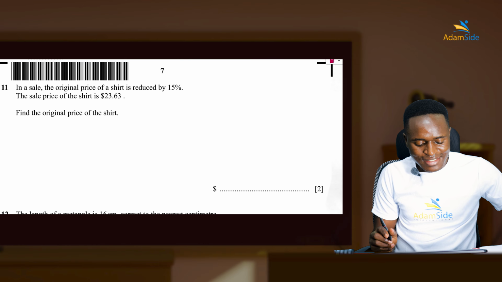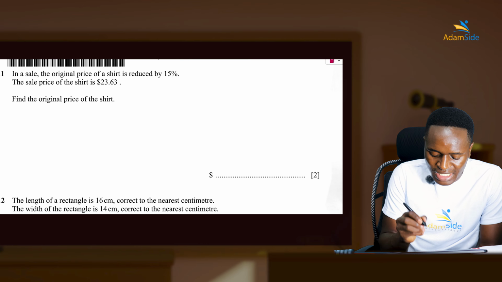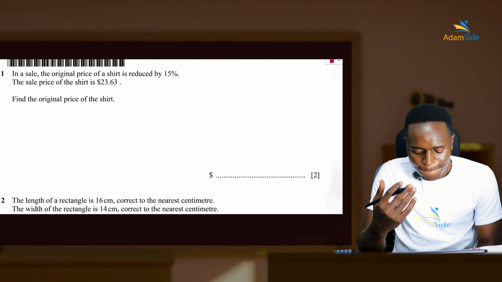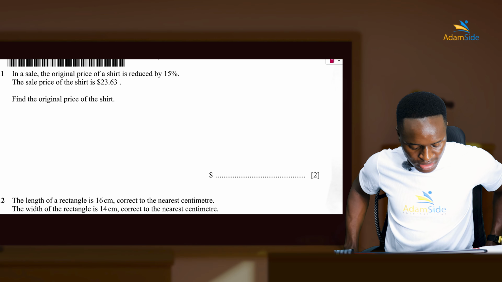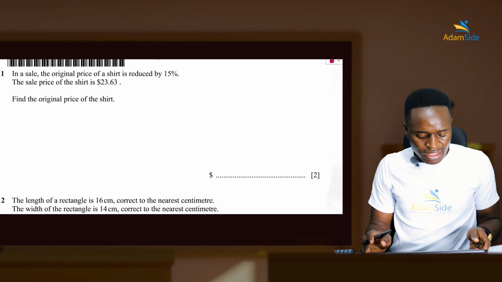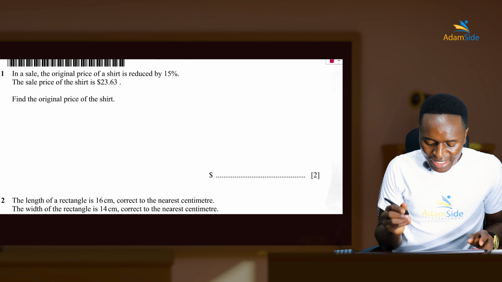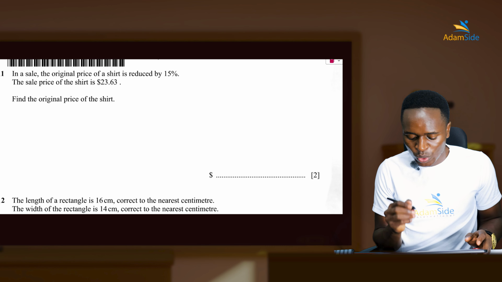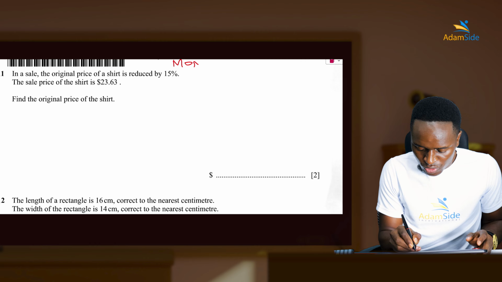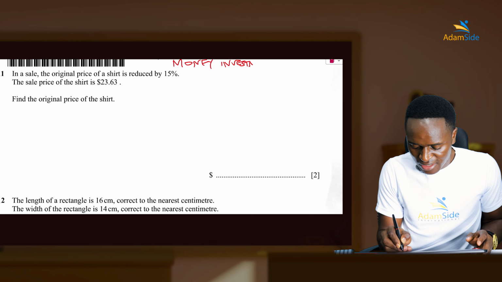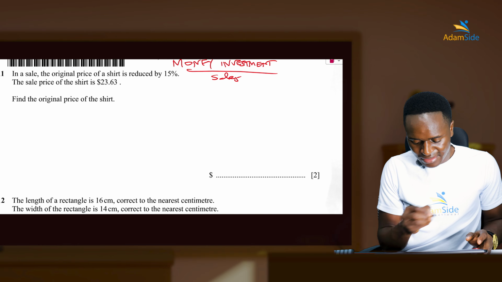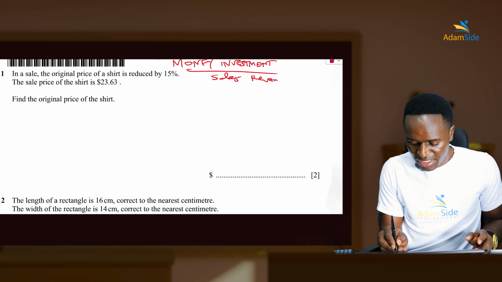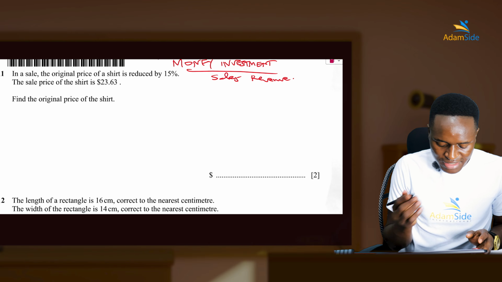Question number 11. In a sale, the original price of a shirt is reduced by 15%. The sale price of the shirt is $23.63. Find the original price of it. It's still money and investment, and it is on sales. We're still talking about the topic of money and investment. Here we're talking about sales, revenue. So this is majorly about revenue, how you can earn money by selling a shirt.